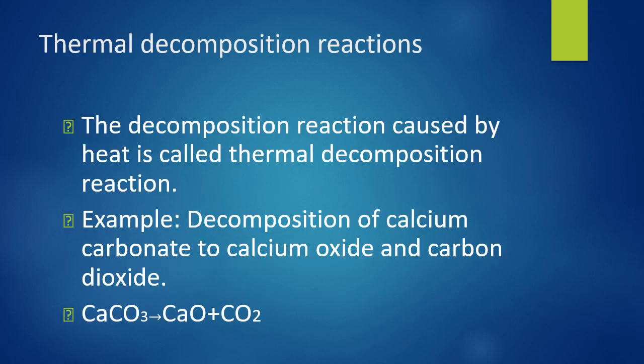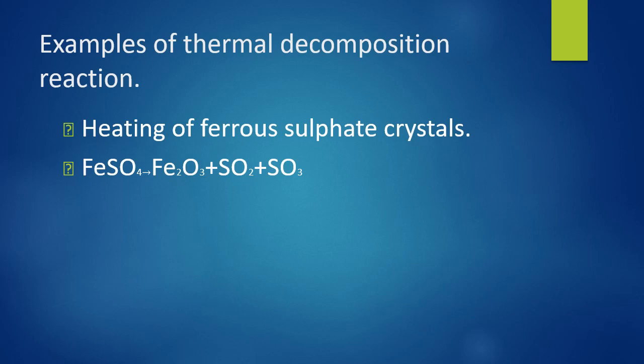Thermal decomposition reaction. The decomposition reaction caused by heat is called thermal decomposition reaction. Example, decomposition of calcium carbonate to calcium oxide and carbon dioxide. Another example of thermal decomposition reaction is heating of ferrous sulfate crystals. Ferrous sulfate crystals, which are green in color, lose water when heated and the color of the crystals changes. It then decomposes to ferric oxide, sulfur dioxide and sulfur trioxide.